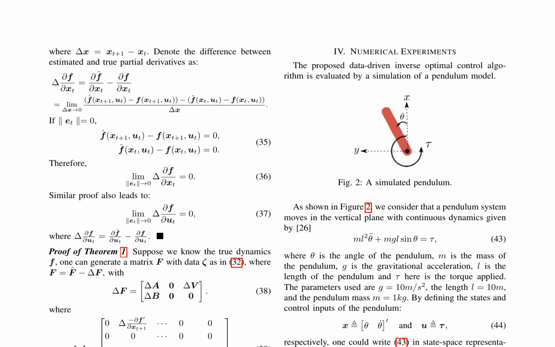Specifically, the equation is used to establish the convergence of estimated system dynamics to true system dynamics under certain conditions, namely when the norm of the estimation error is zero and the observation interval t is sufficiently small.